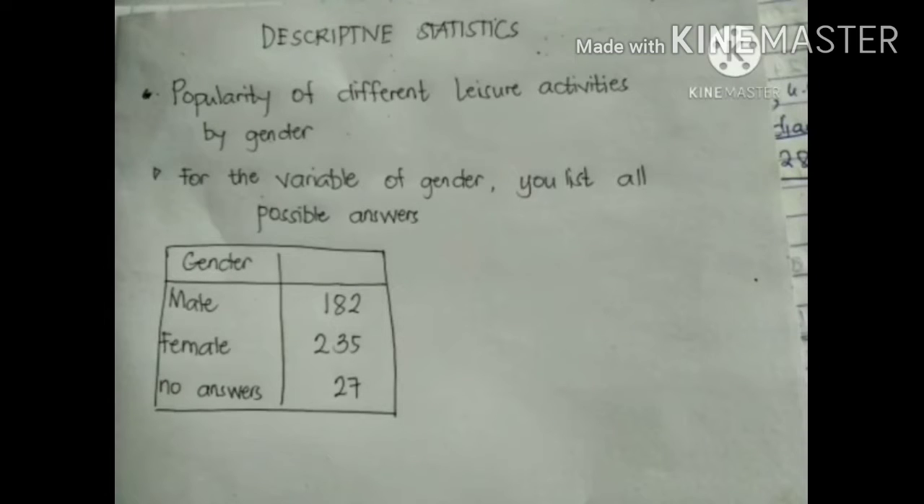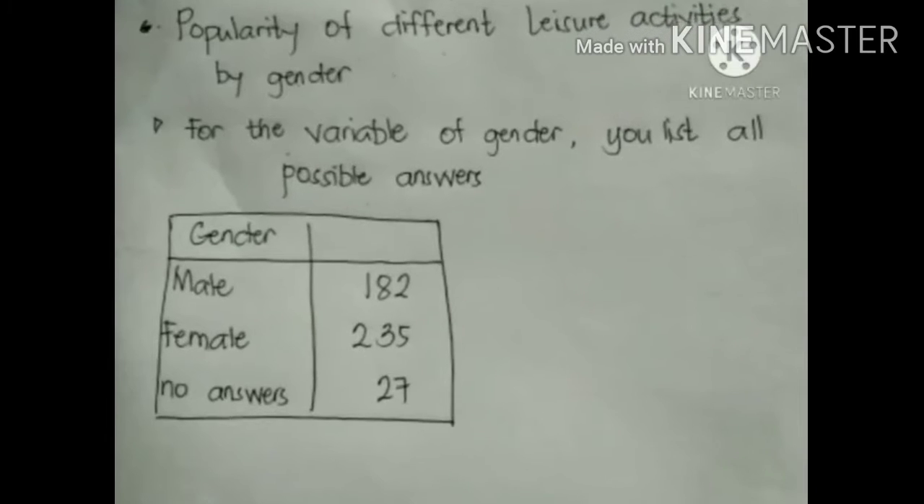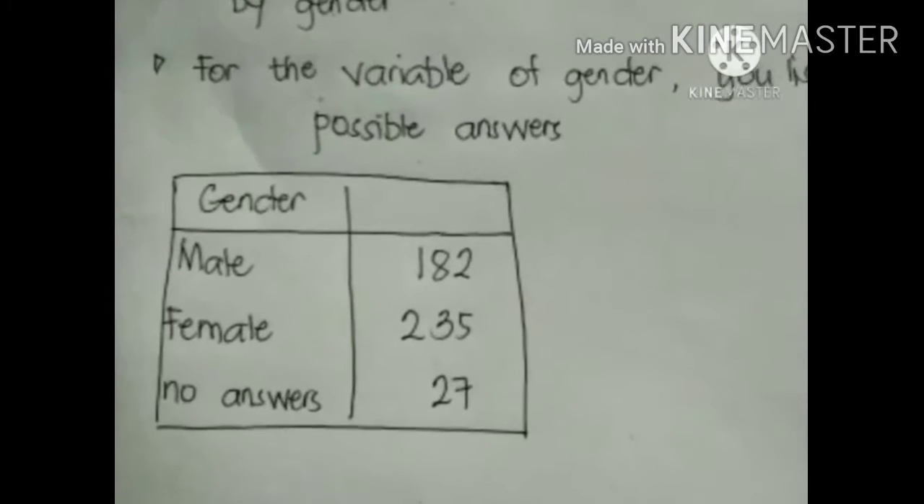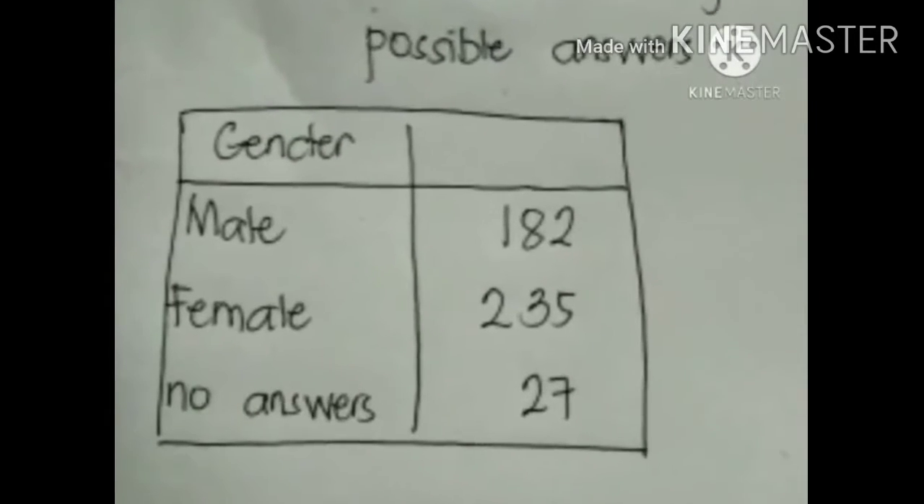So we have here the popularity of different leisure activities by gender. For the variable of gender, you list all the possible answers. We have the gender for the male, female, and some got no answers. For this table, you can see that more women took part in the study.